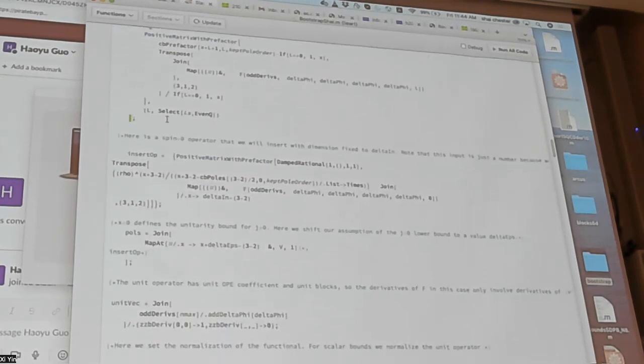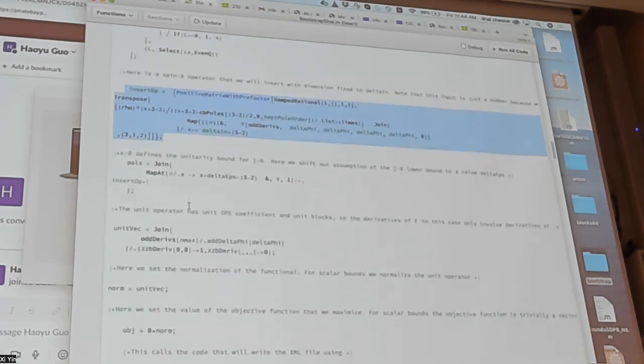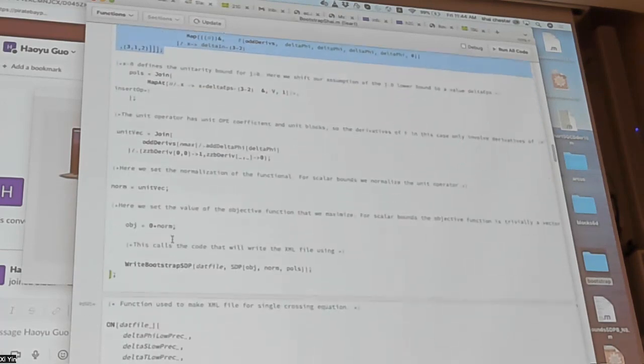If we want to insert an operator, I also include some code which does that. That's basically just the extra derivative of F with alpha acting on it. That's what we call delta I. Then there's the quantity we are extremizing, which for the scaling dimension algorithm is basically just a bunch of zeros, and so that's trivial. And finally, you input that into a function called write bootstrap SDP. Here you're putting in the quantity you're extremizing, which is just a bunch of zeros, the quantity you're normalizing, which is just the unit operator, and then the other constraints.